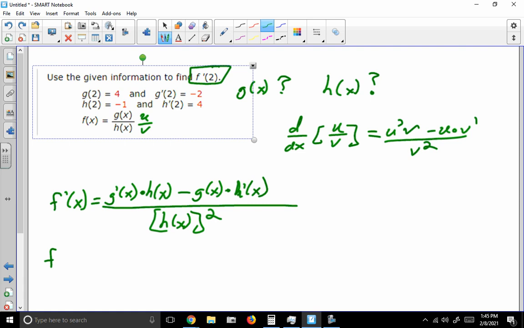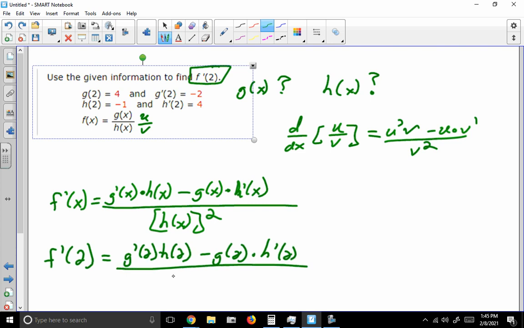So if we want the slope, we would need to know g prime of 2, h of 2, g of 2, h prime of 2, and we would substitute those in. So notice we don't even know what the functions g and h are, but since we know how they're related to f, we can use this knowledge to find f prime at 2.